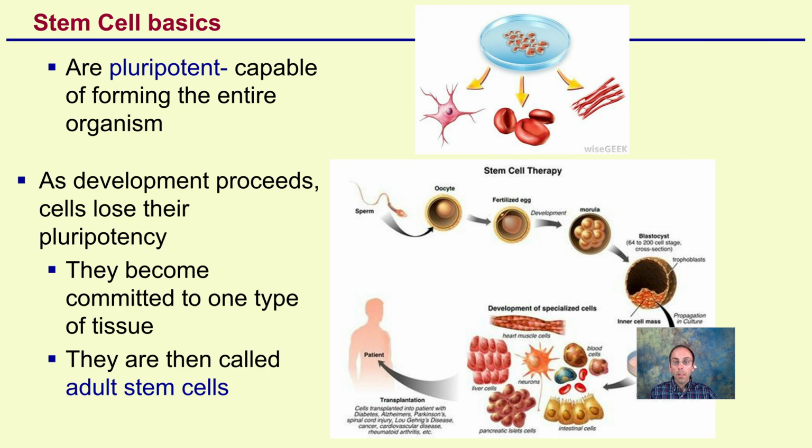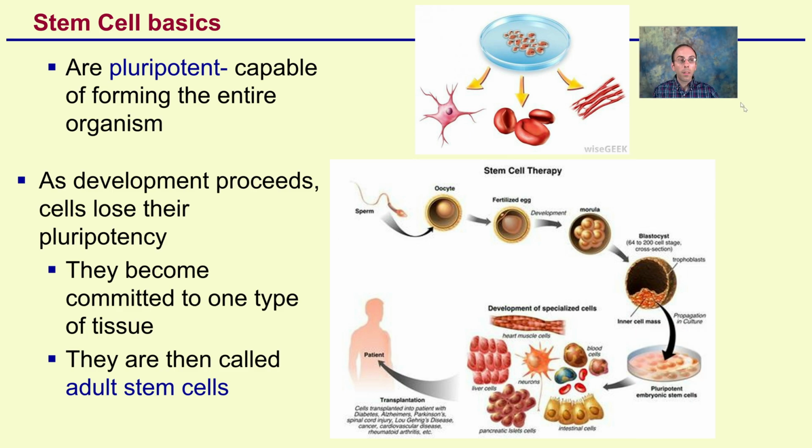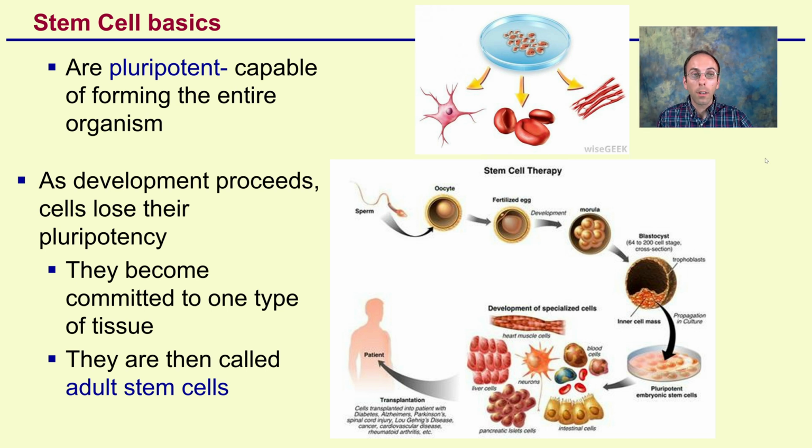So stem cell basics, how is all this possible? Well, it's through the process of stem cells. Stem cells have a very unique characteristic. They're what we call pluripotent, and that means they're capable of forming an entire organism. One cell can form basically all the components of an organism. As development proceeds, cells lose their pluripotency, so they become committed to one type of tissue. These are called adult stem cells because they still have the genetics to produce anything, but they themselves become specialized and only produce one particular type of cell.